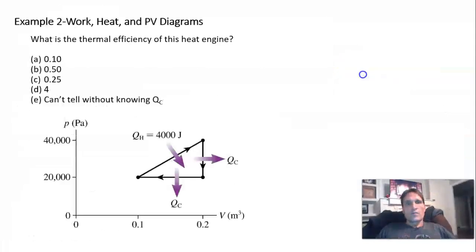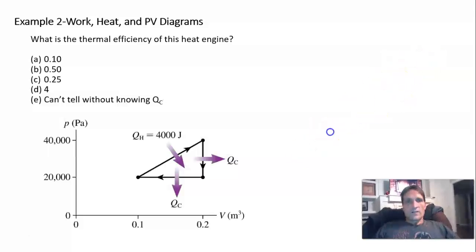Here's another example of how to combine work and heat in these PV diagrams. What is the thermal efficiency of this heat engine? So here we're given its pressure volume diagram, and again it's a closed loop. So remember, what is the work? The work is equal to the area enclosed by the PV diagram in this certain cycle. And the thermal efficiency is equal to the work output, which is this area enclosed, divided by QH.